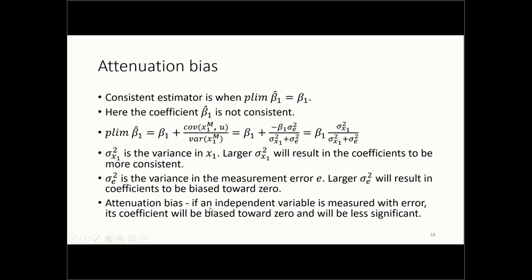And if an independent variable is measured with error, its coefficient would be biased towards 0, and therefore it will also be less significant. And again, we're finding this from this expression. If we have measurement error here, that coefficient, this ratio would be less than 1, and therefore we would be biasing the coefficient towards 0. That would be attenuation bias.